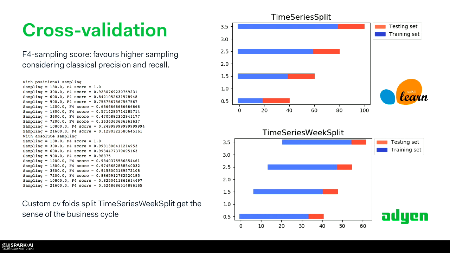We need to keep consistency on how much train data and test data we are throwing at the models. We're also very keen on having at least one week in the test sets, because for us a week is a business cycle. And then the scoring: you cannot just throw in, say, R-squared predictions. We came up with another way of leveraging the sampling as well.